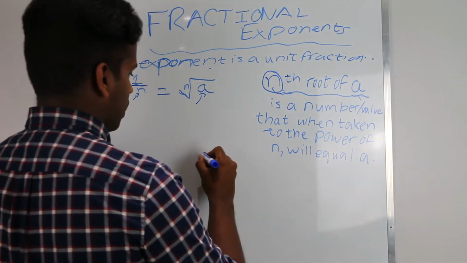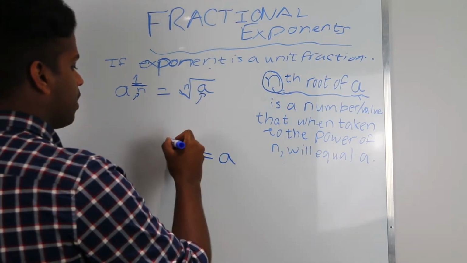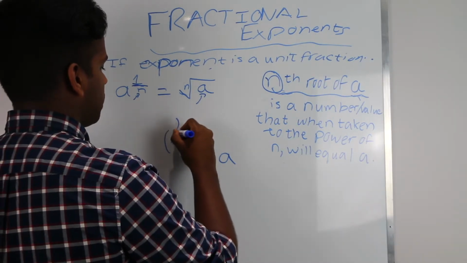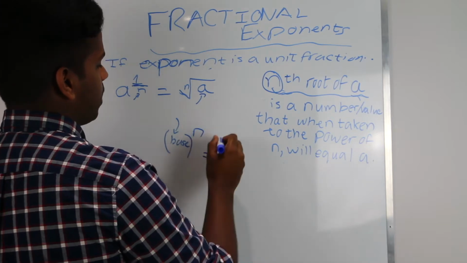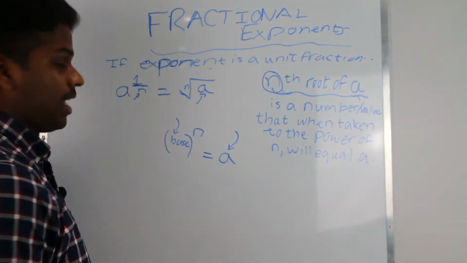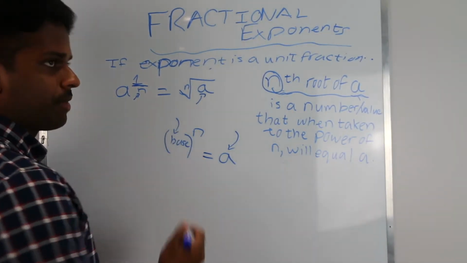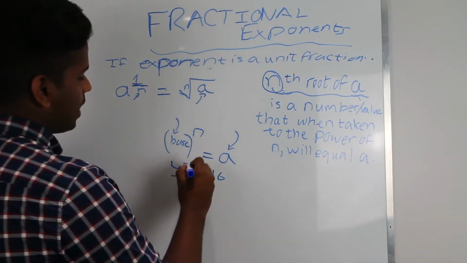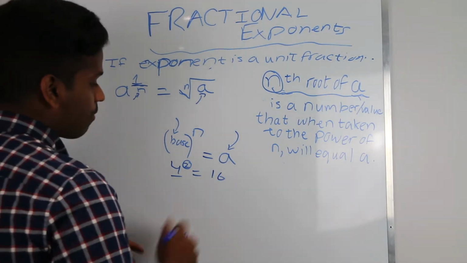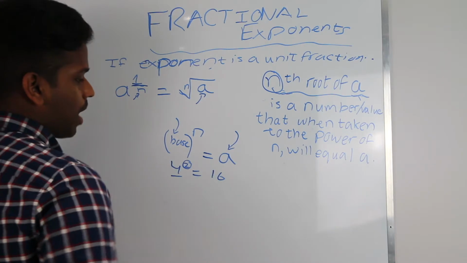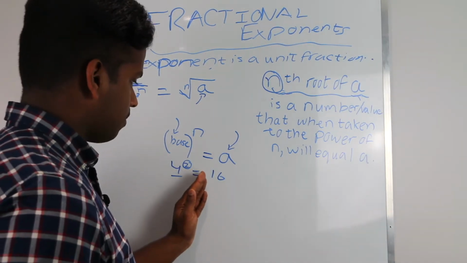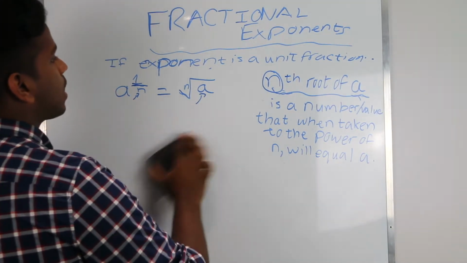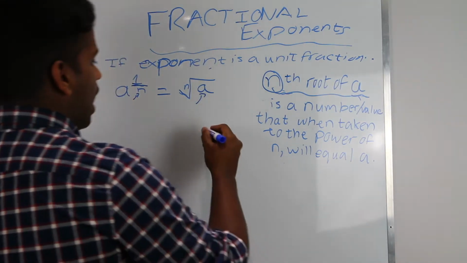Let me show you an example. In an exponent problem, we would have a base, and then an exponent, and then we would have a result on the other side. For example, 4 squared equals 16. 4 would be the base, 2 would be the exponent, and we would have to find the answer after. But when we're dealing with fractional exponents like these, if the exponent is a unit fraction, you would have the A value.